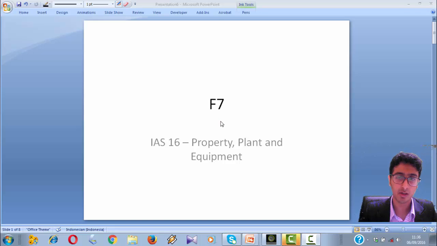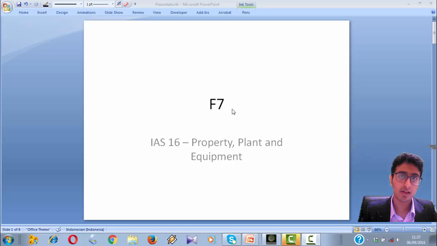Good morning, everyone. Today in the syllabus F7, we're going to be talking about IAS 16. IAS 16 talks about property, plant, and equipment. And in this chapter, we are going to learn how we are going to treat them in our accounting books.